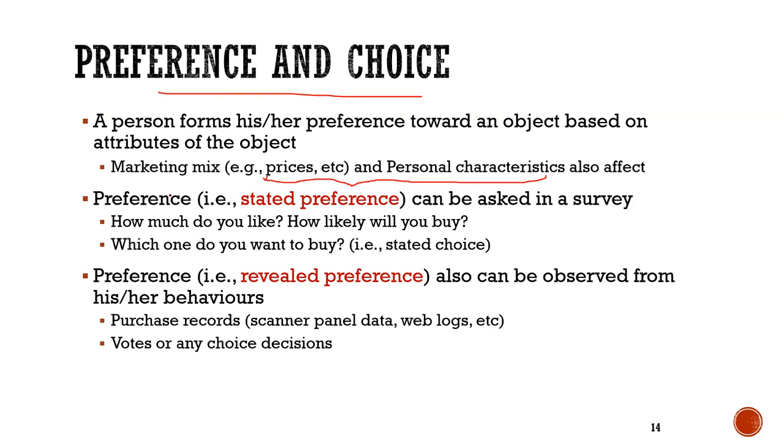So when the consumers tell you their preference, that this is the first preference, this is the second preference, that is called stated preference data. You can ask that in a survey or in an experimental setting. For example, how much do you like this? How likely are you to buy this product? Or which one of these options are you going to choose? So when you are doing discrete choice experiments, you are getting data which is called the stated preference data.